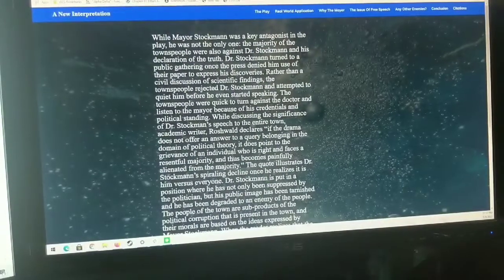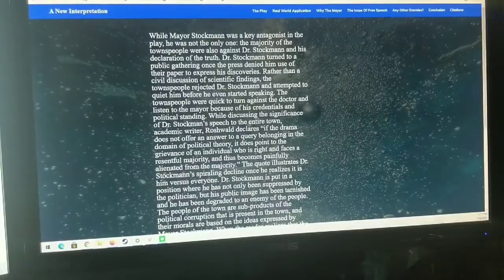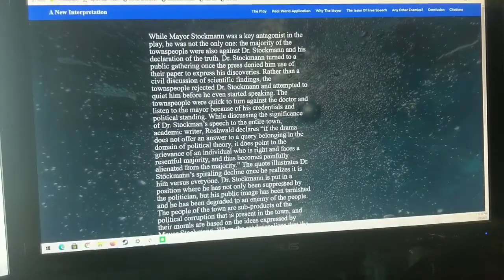This page is called Any Other Enemies and explains that Mayor Stockman was not the only one against Dr. Stockman and the truth. Most of the townspeople in the play were also against Dr. Stockman. They didn't let him speak at the town gathering and tried to quiet him before he even started speaking.